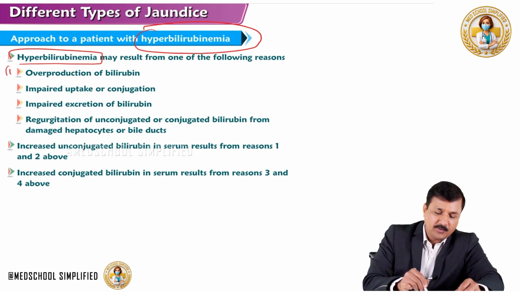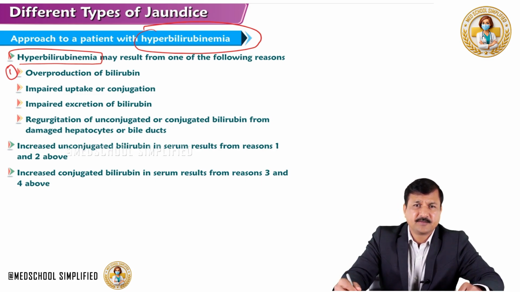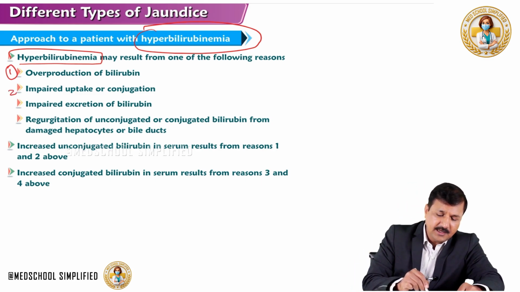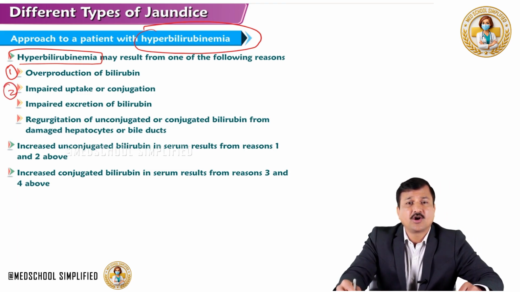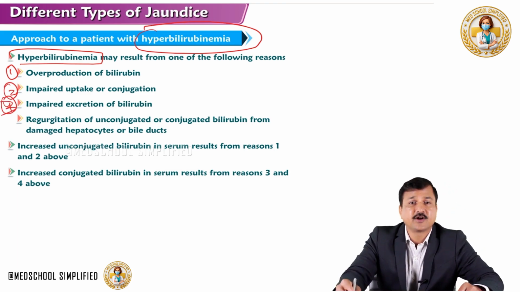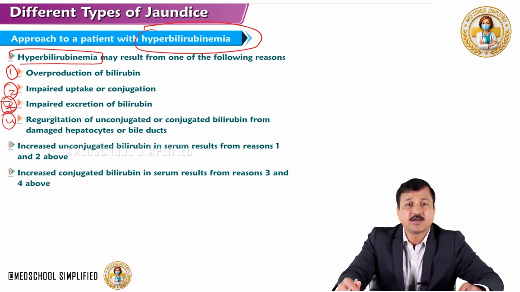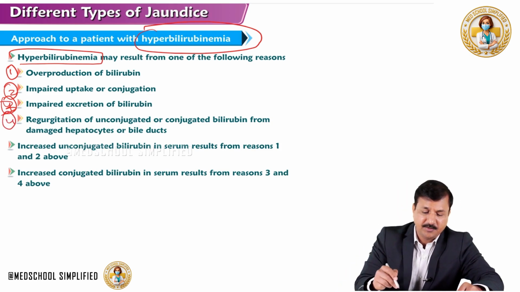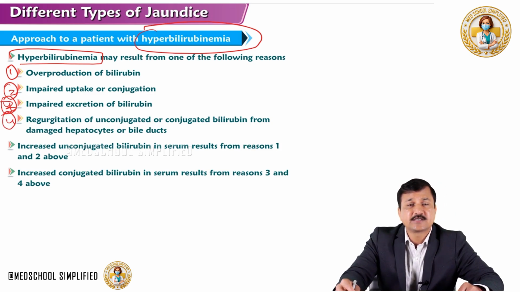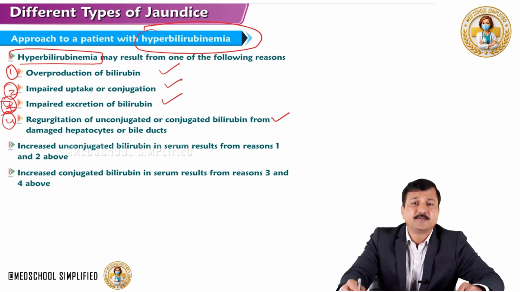it can be overproduction of bilirubin, simply excess bilirubin is being made, or it can be impaired uptake or conjugation of bilirubin in the liver, or it can be impaired excretion of bilirubin from the liver, or it can be regurgitation of unconjugated or conjugated bilirubin from the damaged hepatocytes or bile ducts. So, these are the different causes from which hyperbilirubinemia can happen.